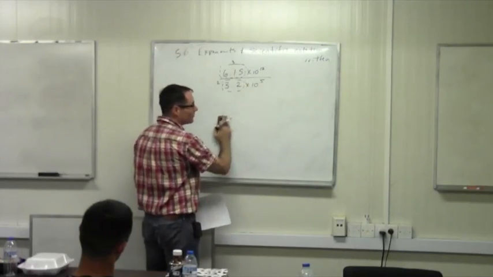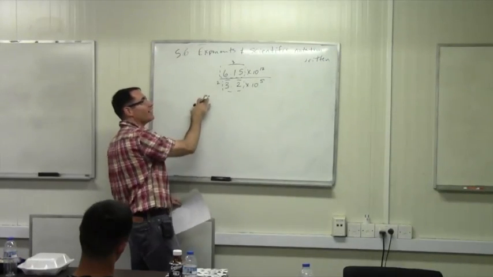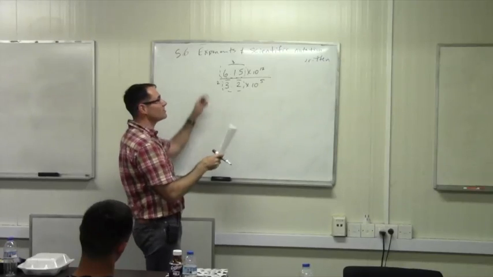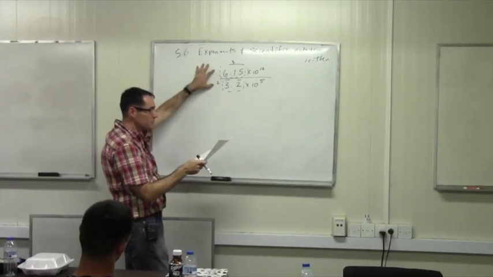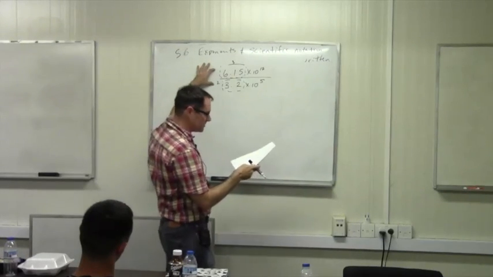That becomes important when you do things like dividing scientific notation. Because if you were to divide these two numbers, is this the one we just did? This is the one we just did.